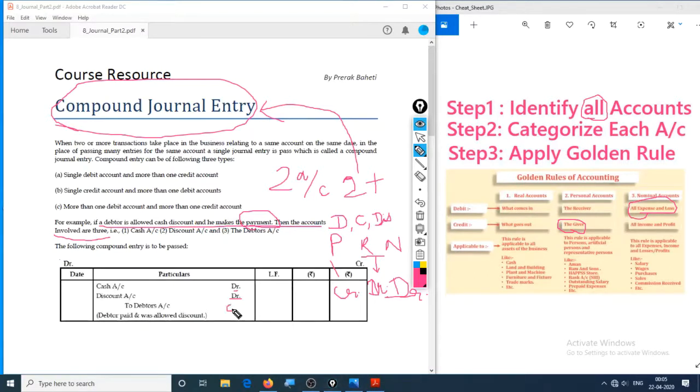So instead of writing credit here, we write "To". "To" is a representative of credit, hence we can write credit also, but this is a more popular format which says cash account debit and to debtors account. So the "To" comes here.